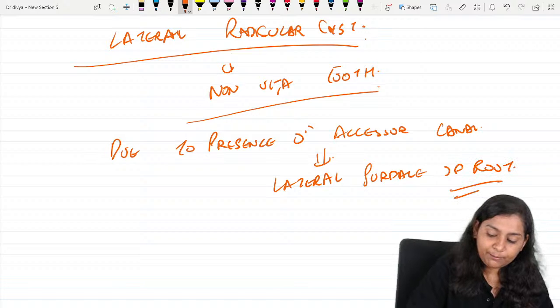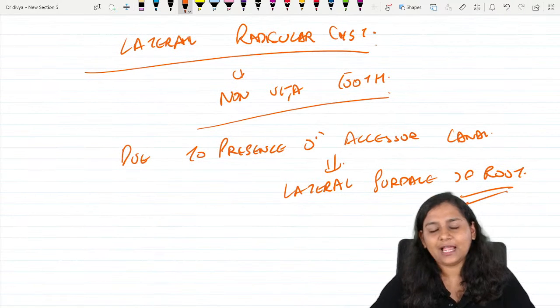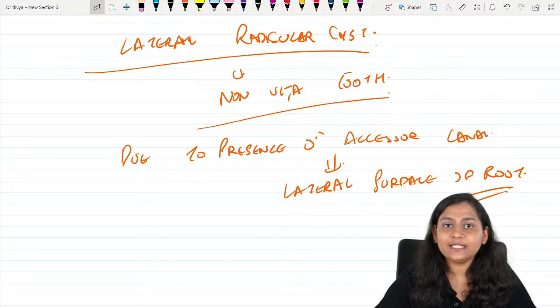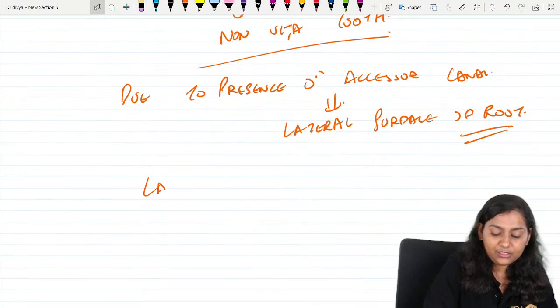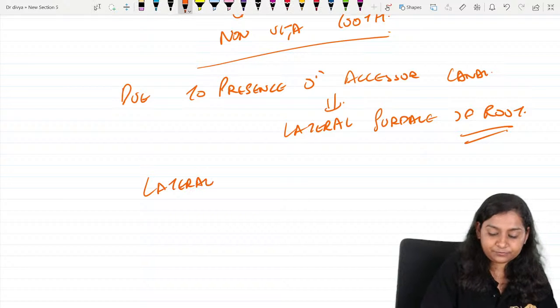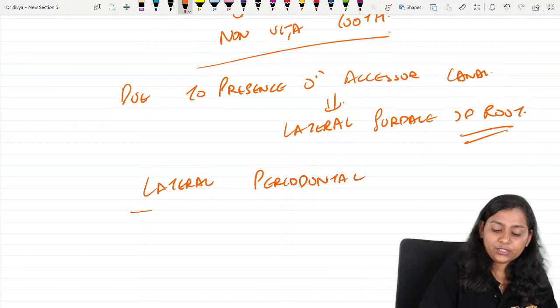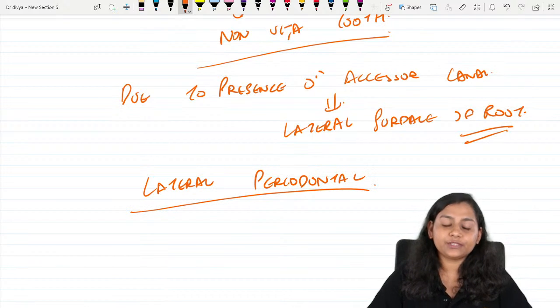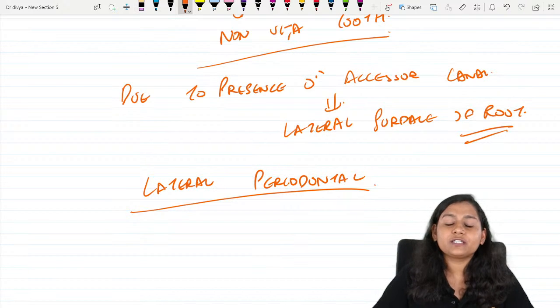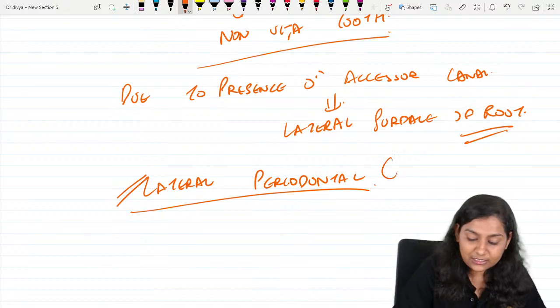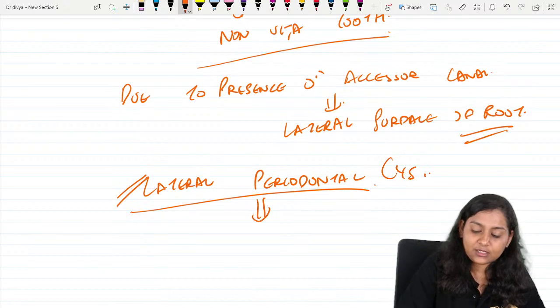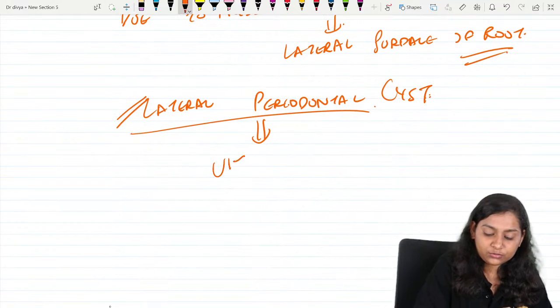Now, very important MCQ question. Whenever I discuss the lateral radicular cyst, I always discuss the lateral periodontal cyst. This question was asked in the recent November INI paper about the lateral periodontal cyst. They asked which cyst is most commonly associated with a vital tooth. So remember, lateral periodontal cyst is always associated with a vital tooth.